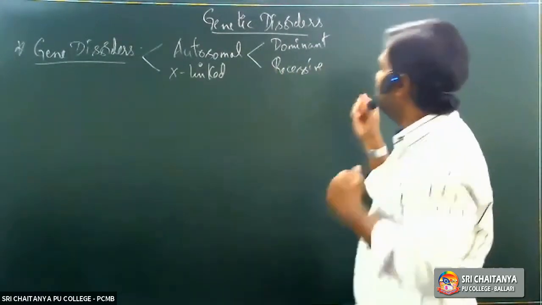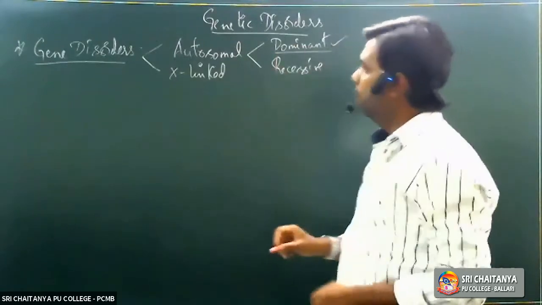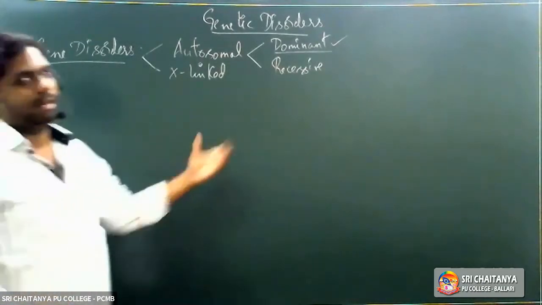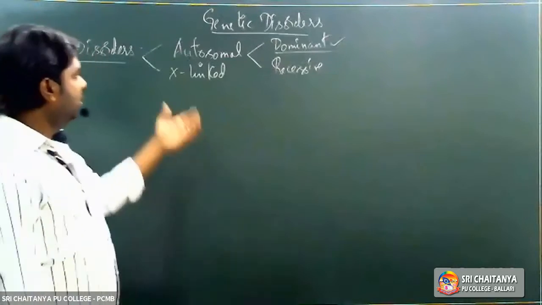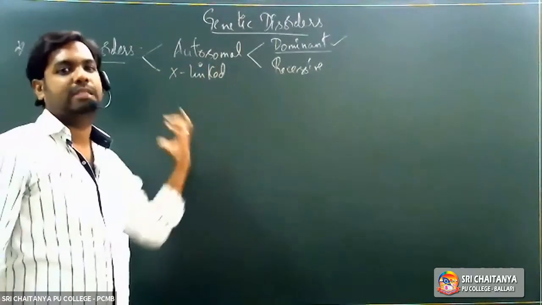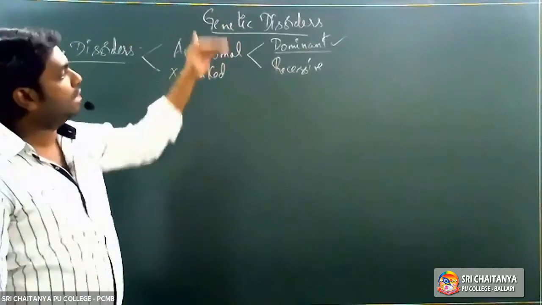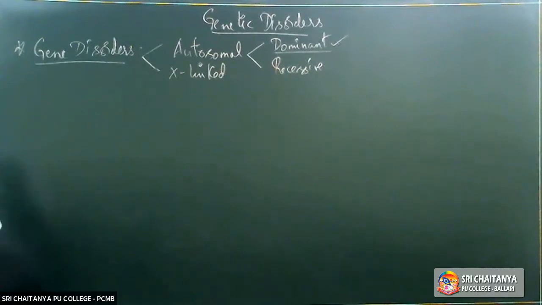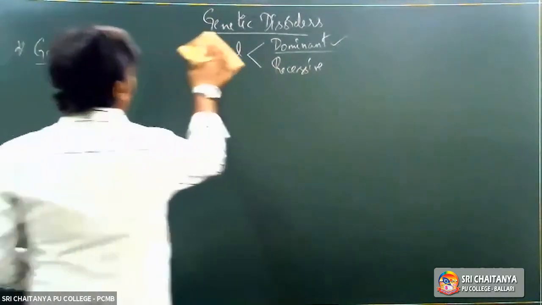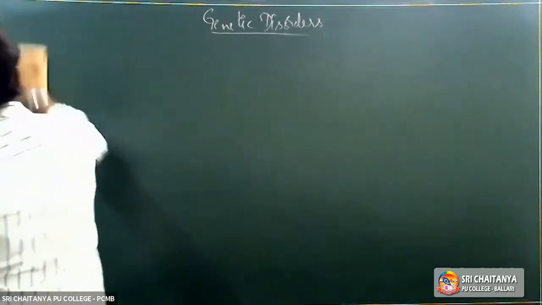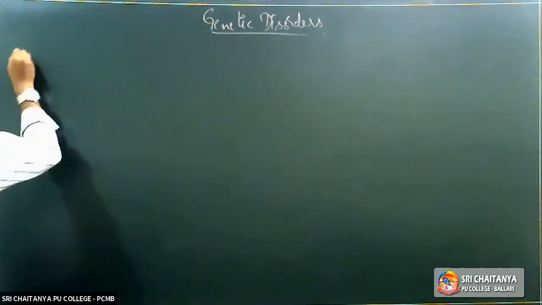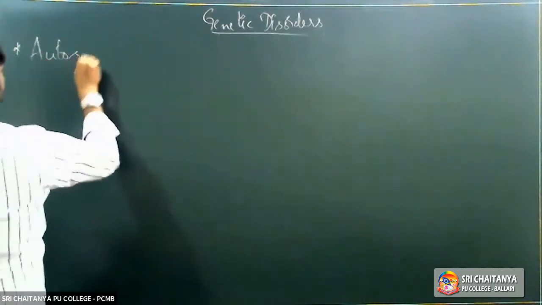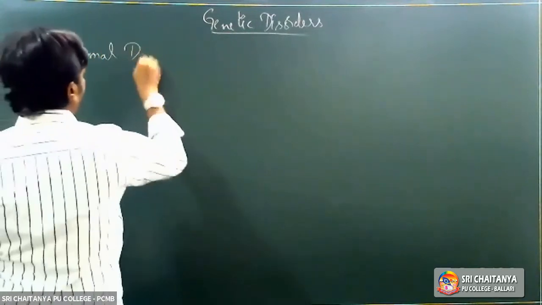So in this session, let us begin with some of the autosomal dominant disorders. Then we'll get into autosomal recessive disorder. Then similarly, X-linked dominant disorders and X-linked recessive disorder. So let us take up each category and see a couple of examples in each category, right? So first, let us begin with autosomal dominant disorder. This would be the first category under gene disorder.